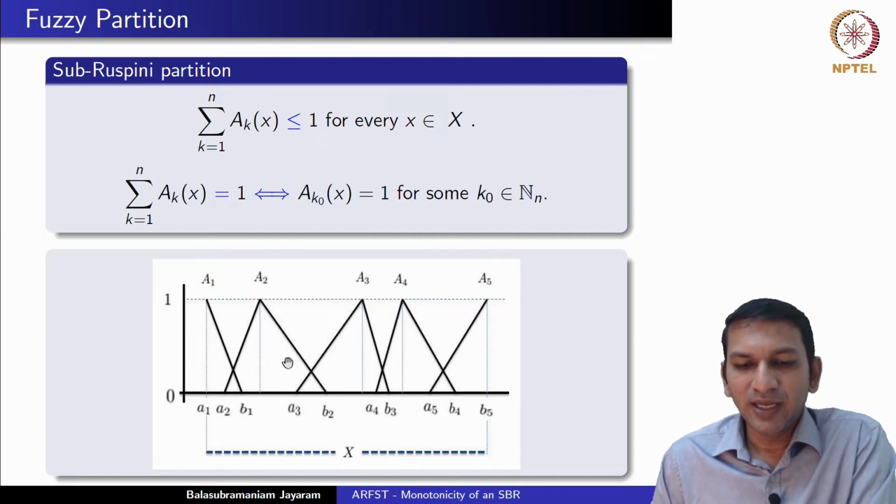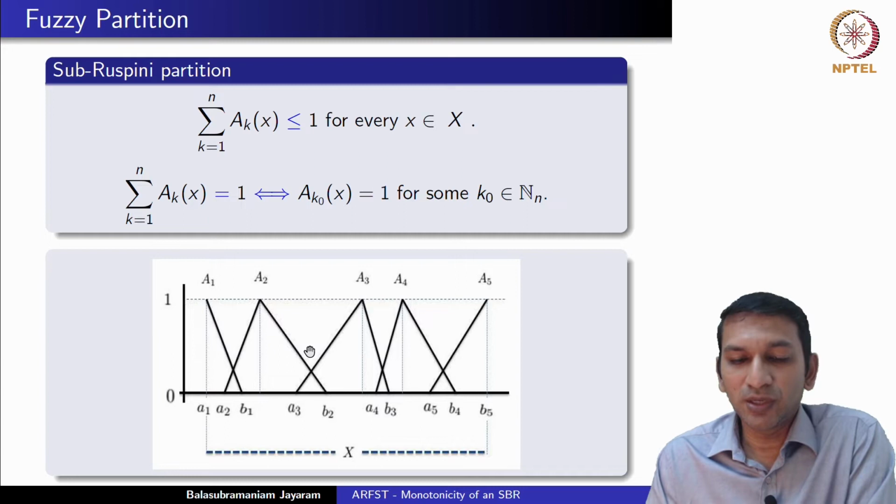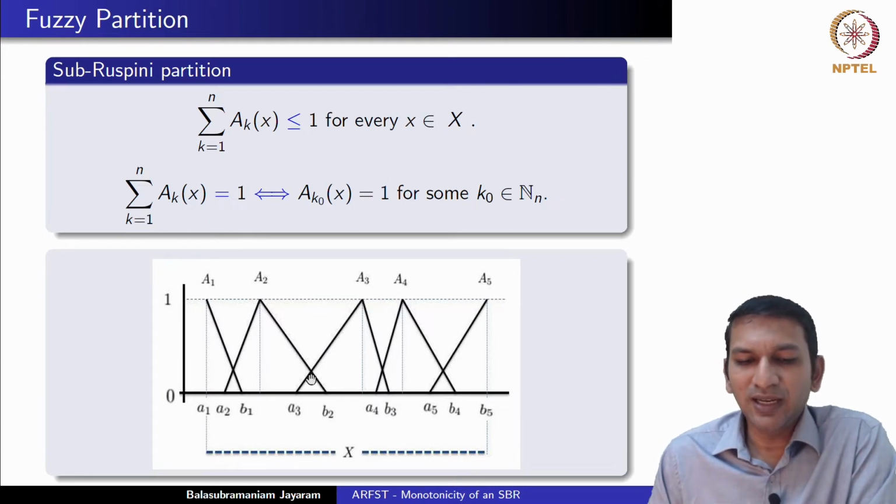Why do we say this? If you add up, for any X, the corresponding membership values of the fuzzy sets to which it belongs in the partition, we see clearly it is less than or equal to 1. And not only that, only at points of normality are there no intersections, which means the sum actually is equal to 1 only at those points.